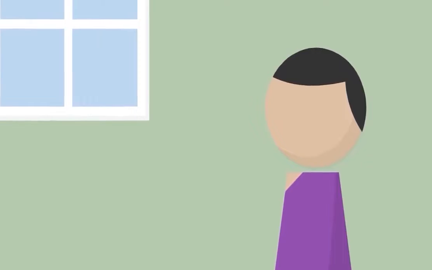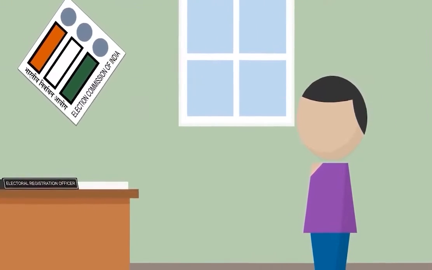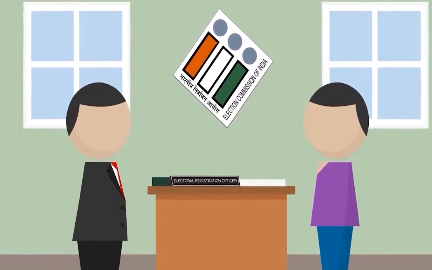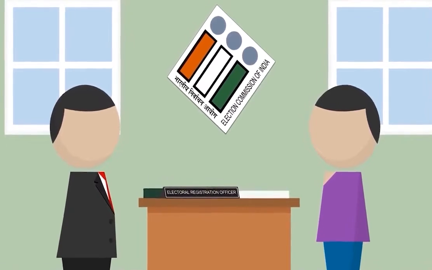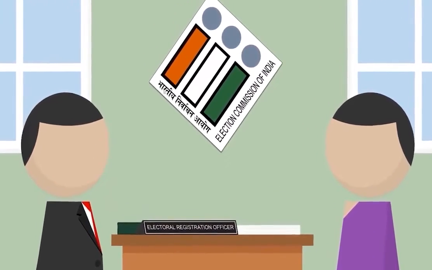A person who is eligible to vote but does not have his name registered on the electoral roll can apply to the electoral registration officer of his constituency. The officer in response updates the register accordingly.